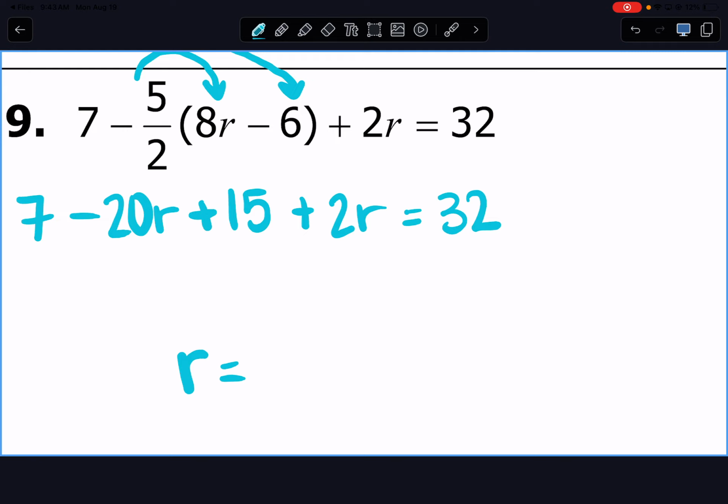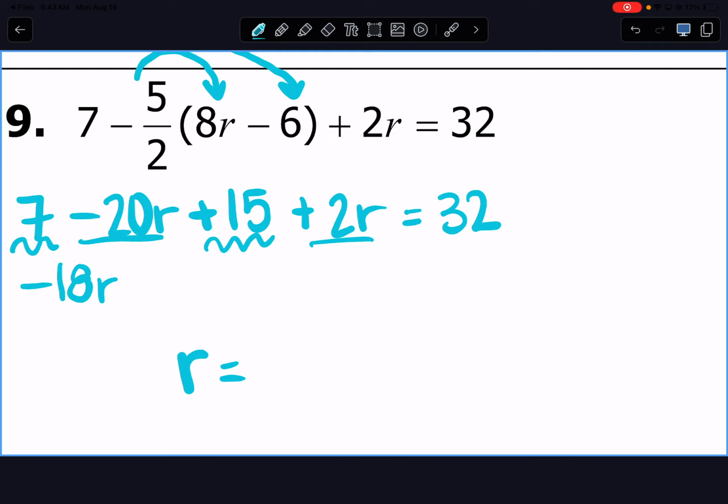Calculator. Let's do this one and see what we get as our answer. What are the like terms I can combine? Negative 20R and positive 2R, which gives us negative 18R. Then we have 7 and positive 15. What is 7 plus 15? 22. I think that's where y'all's issue came into play right there.